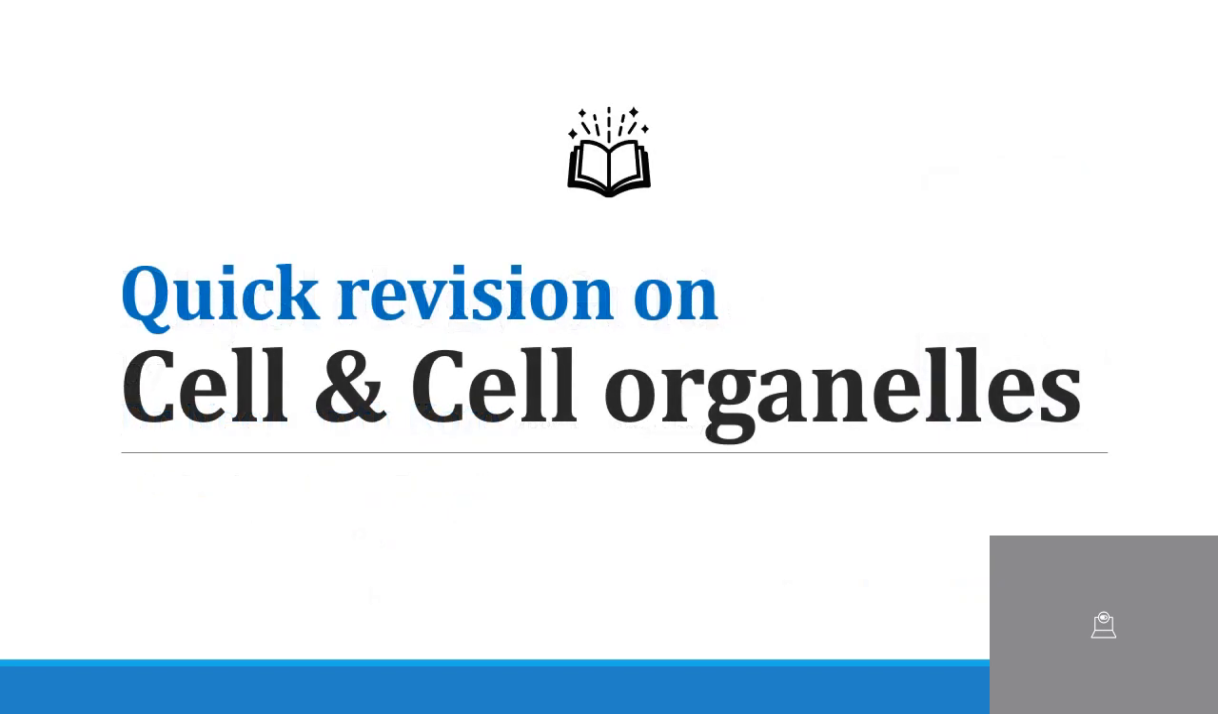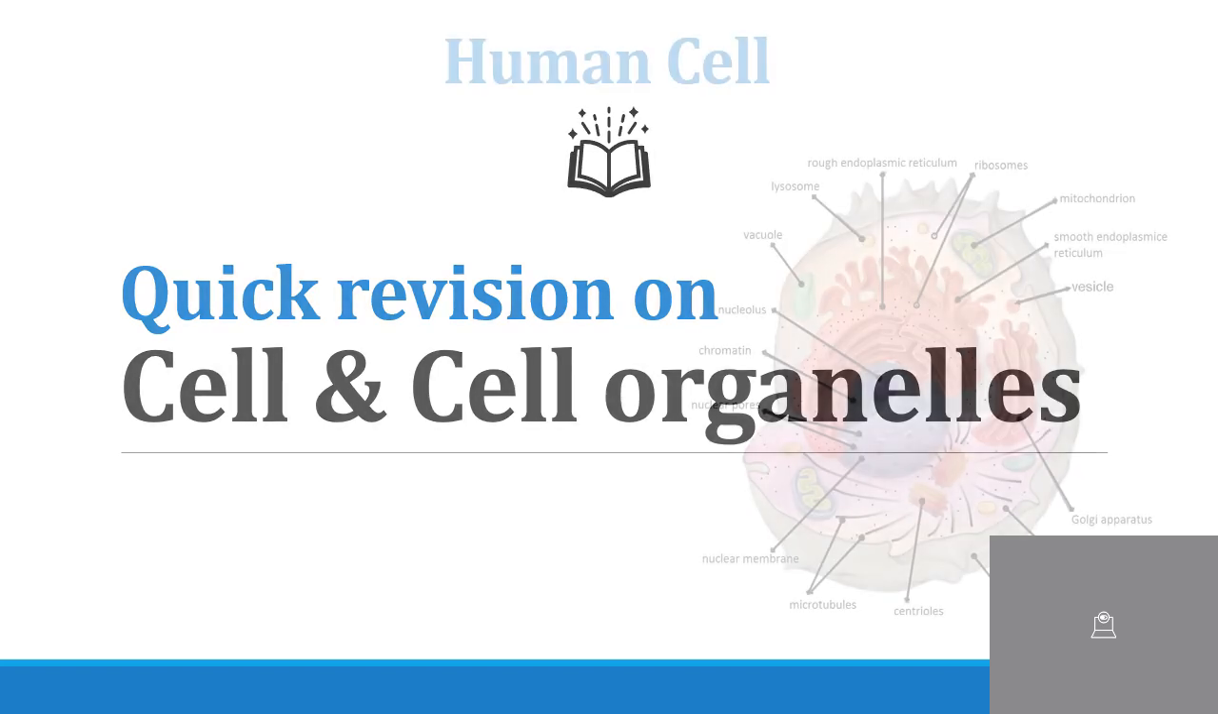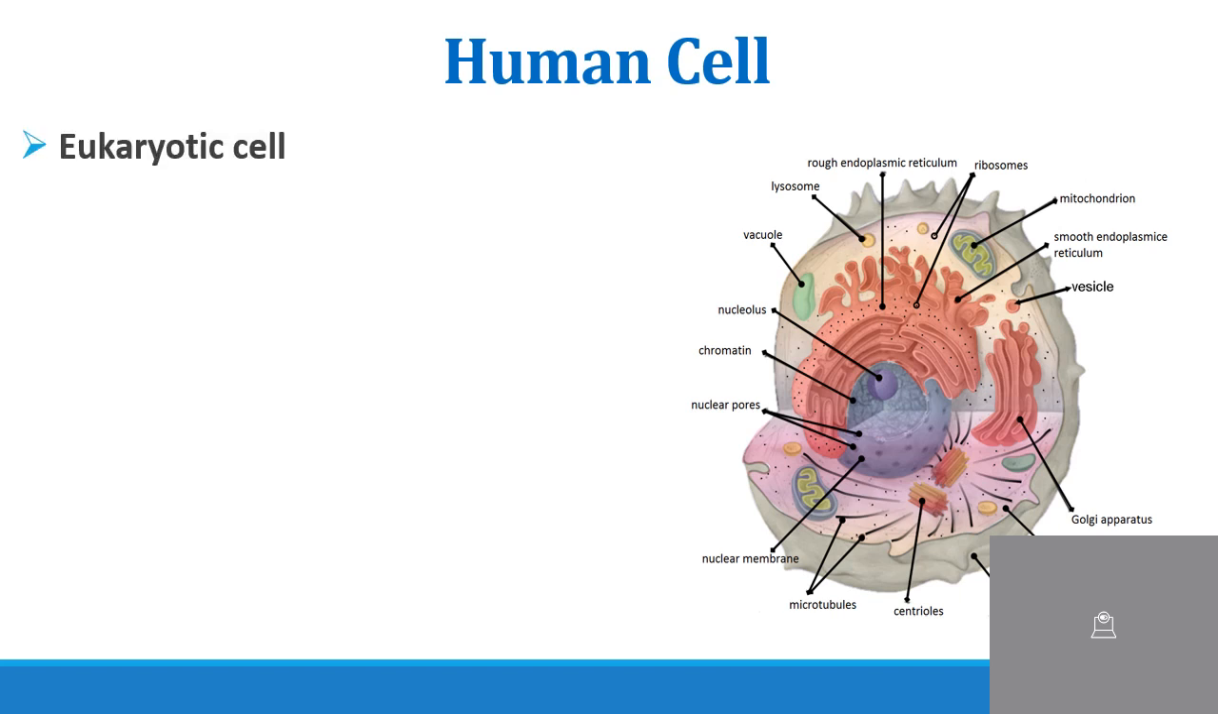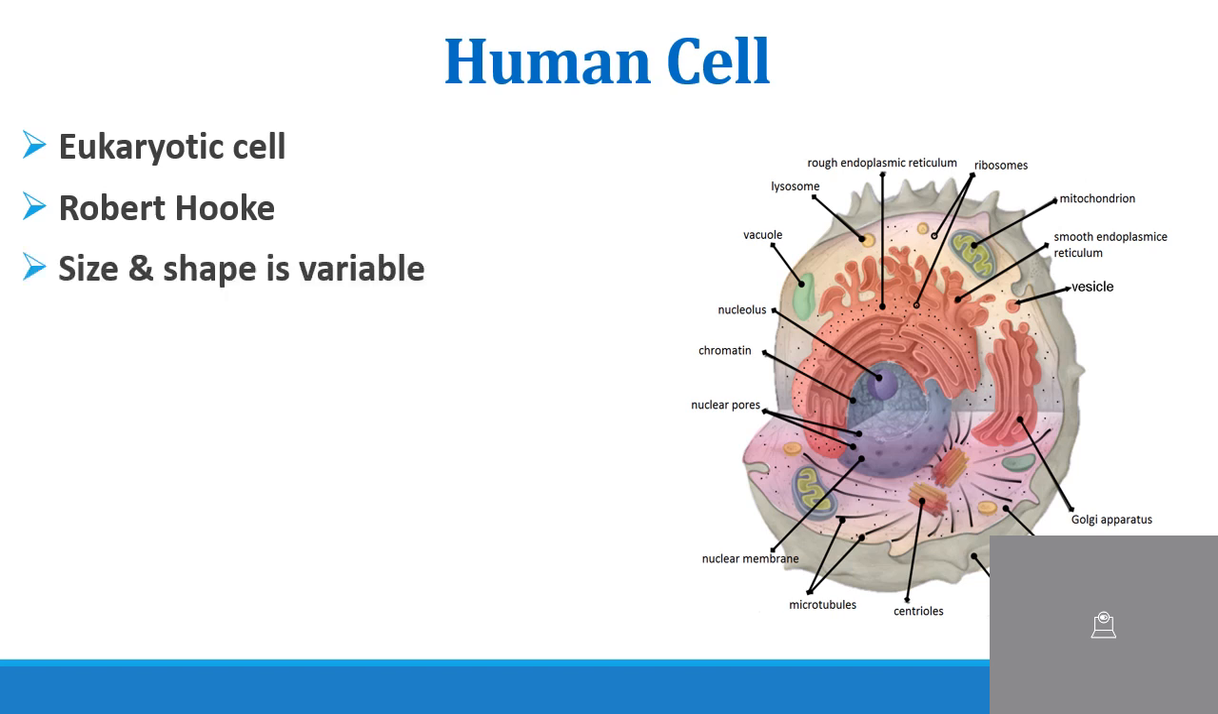Today, we will quickly revise one of the basic chapters in human physiology, the cell and cell organelles. The human cell is basically a eukaryotic cell. It was discovered by Robert Hooke. The size and the shape of the human cell are highly variable.